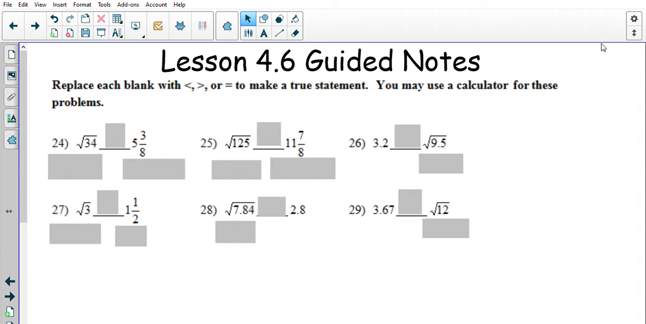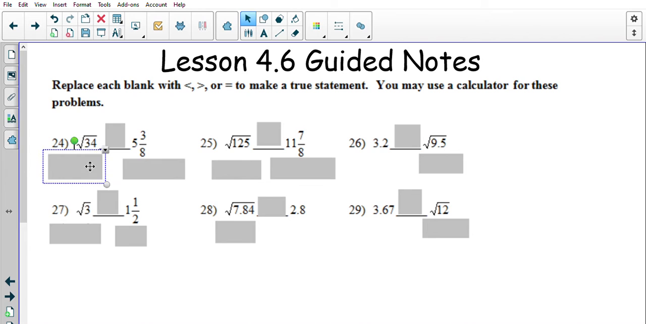We're going to begin with question number 24 from those guided notes. It asks us in these problems to replace each blank with less than, greater than, or equal to make a true statement. You may use a calculator for these problems. So hopefully you have one handy, or at least can use your cell phone calculator or your computer to calculate these. So number 24, we're comparing the square root of 34 to 5 3/8.